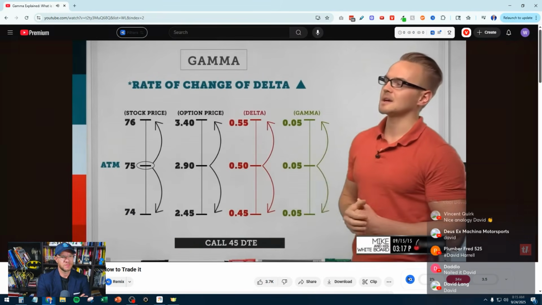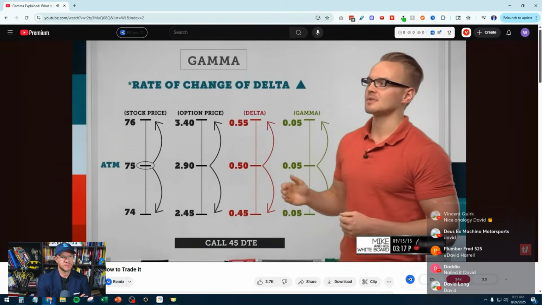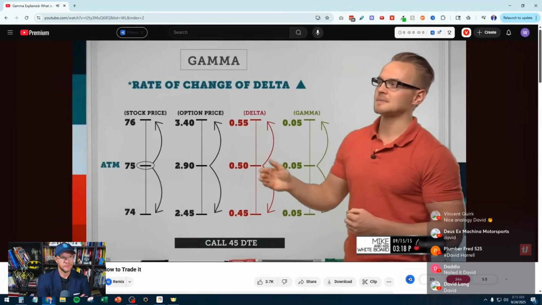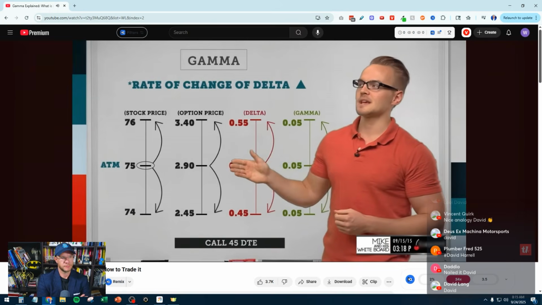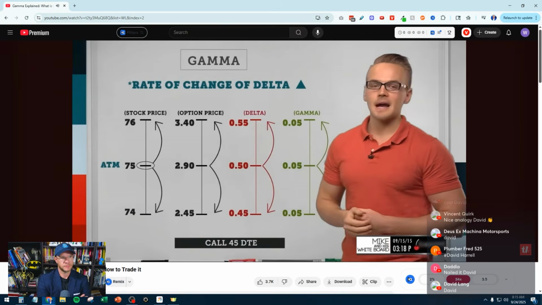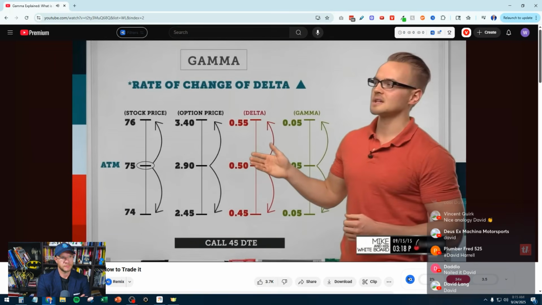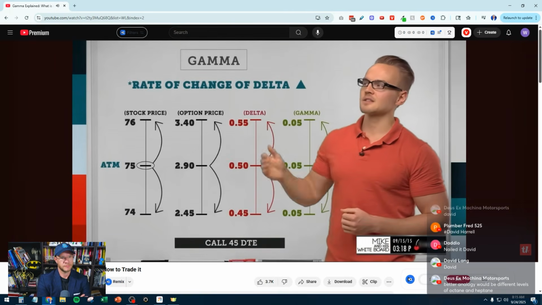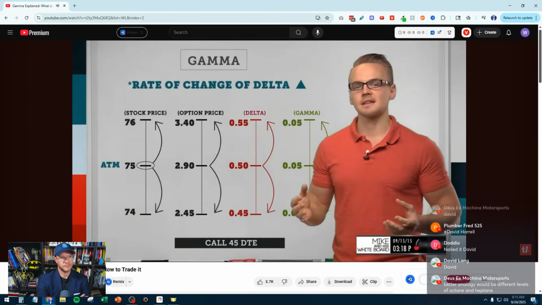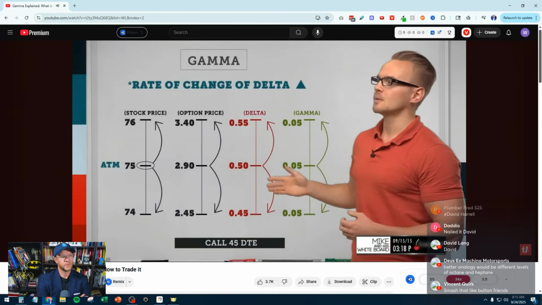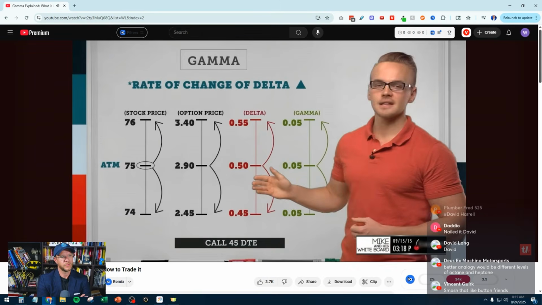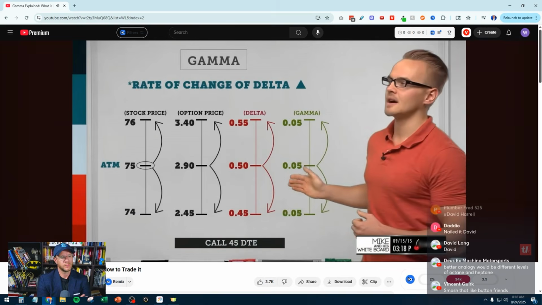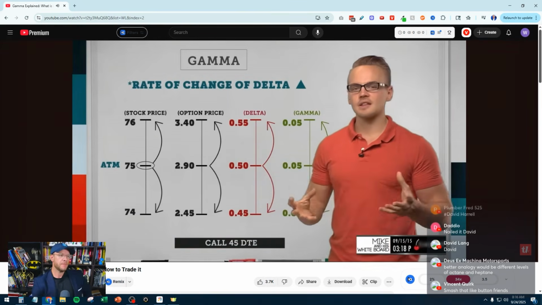If I've got a stock price at 75 and the option price is at 2.90, and I know that the delta is the rate of change of the option's price, if we go from 75 to 76, my option price should theoretically increase by 50 cents. You can see here the option price increased from 2.90 to 3.40, given a $1 increase in the stock price. We can see that the delta has changed from 50 to 55, and that's because we had a gamma of 5 cents. So this is how everything works together.